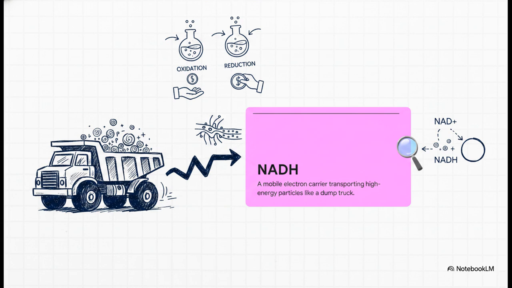But wait, ATP isn't the only thing we're making here. During this split, we're also loading up our very first mobile dump trucks, these molecules called NADH. Seriously, think of NADH exactly like a cellular dump truck whose entire job is to capture high-energy electrons and protons. It follows that classic OIL RIG principle from chemistry class. Oxidation is losing, reduction is gaining. So when an NAD molecule gains these electrons, it gets reduced into our fully loaded dump truck, NADH, ready to drive those electrons to the final stage.